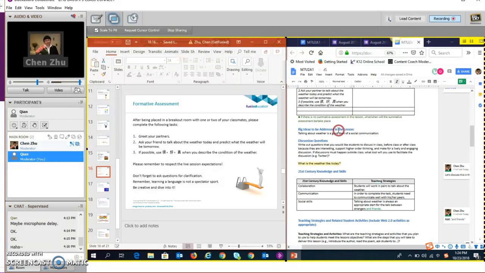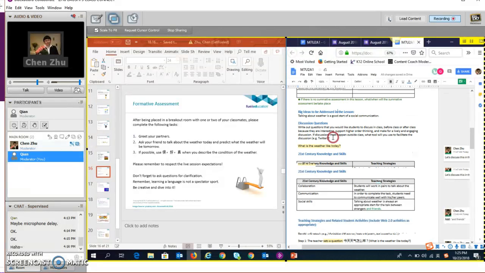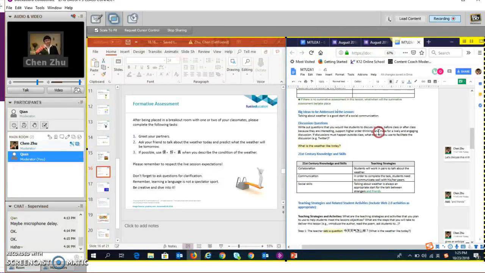And the big ideas, you said this is a good start of social communication, but as I said, it can be bigger. You can extend it to interdisciplinary knowledge. You can make it an important social skill, and you can even prepare students for their future career. This is the discussion you would like the students to do before class, in class, and after class, and it supports higher order thinking.